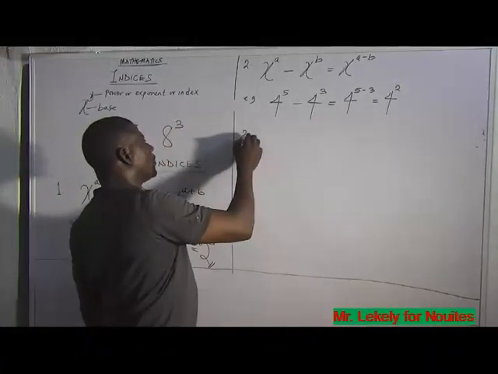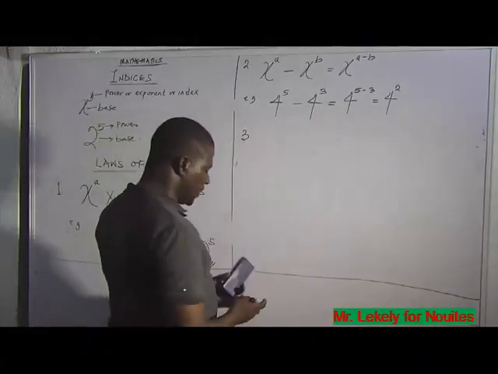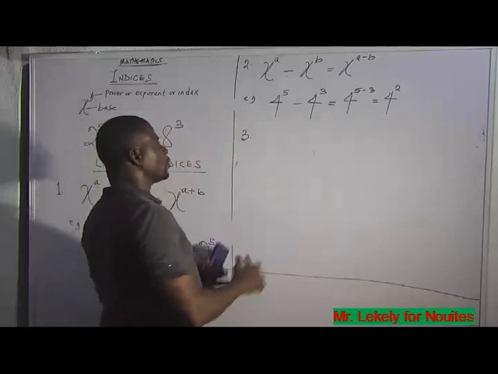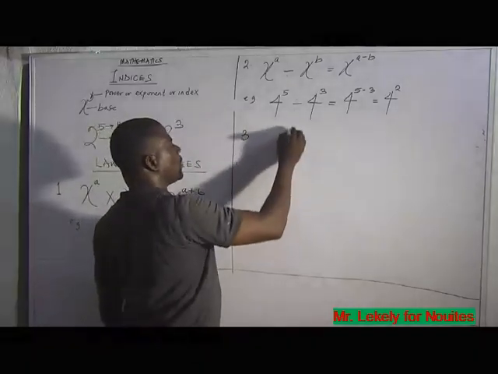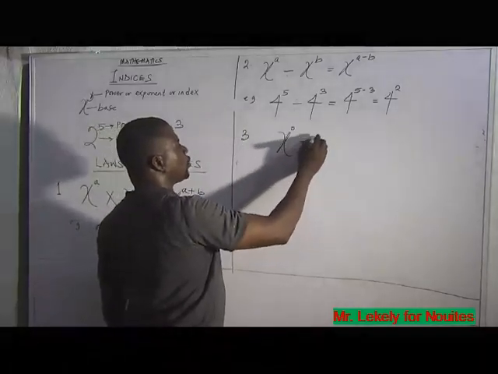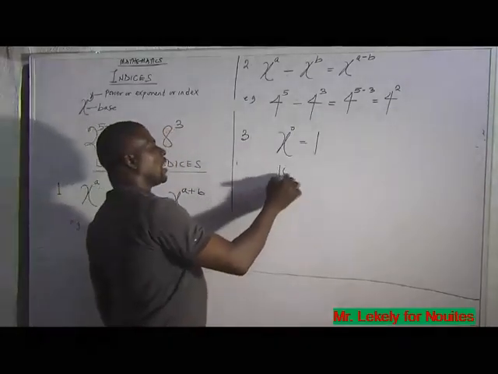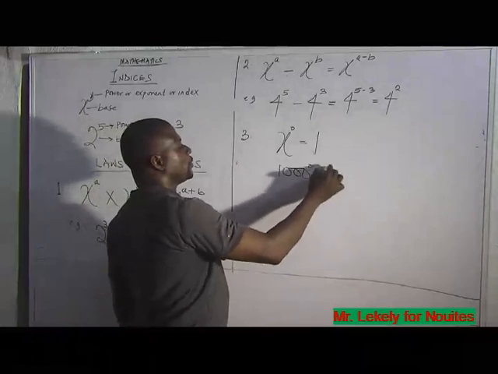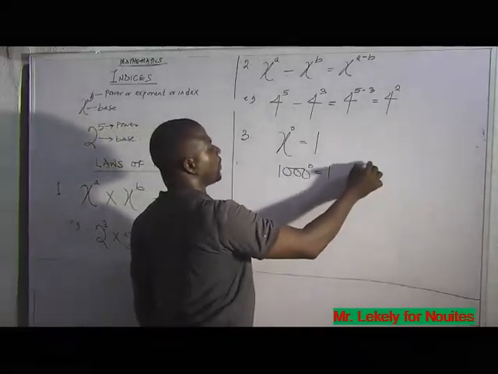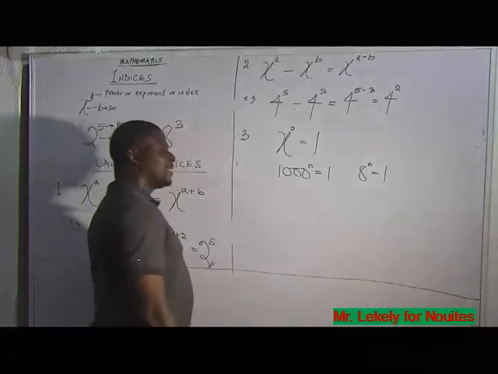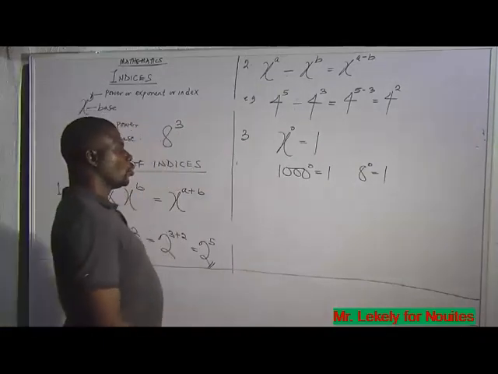Now, law 3 is saying that anything raised to power 0 is 1. So if I have 1000 raised to power 0, that is 1. 8 raised to power 0 is 1. Anything raised to power 0 is 1.